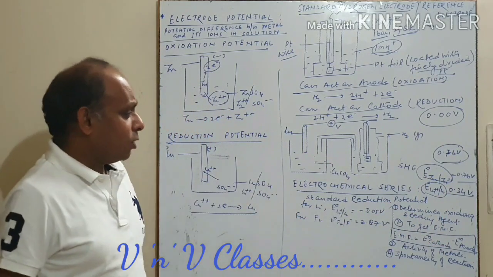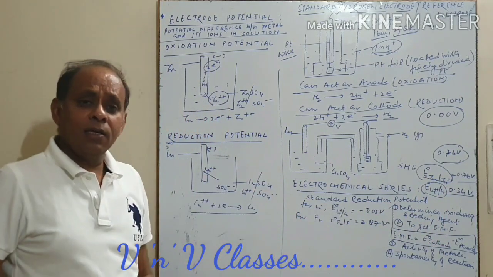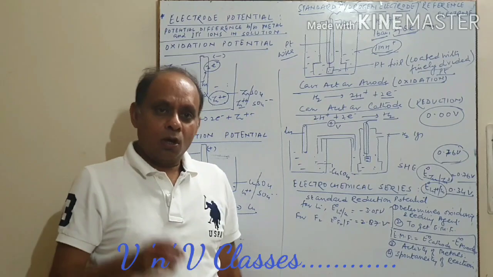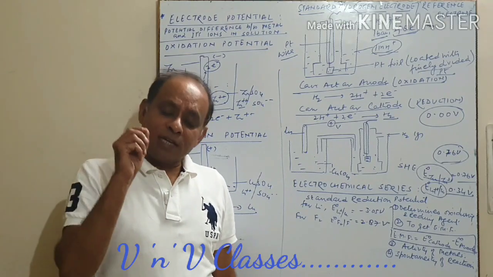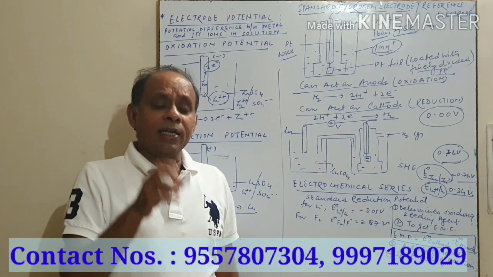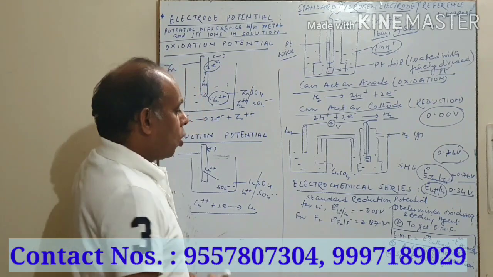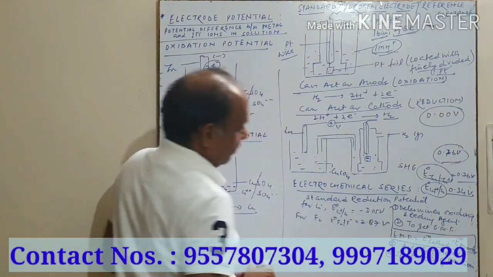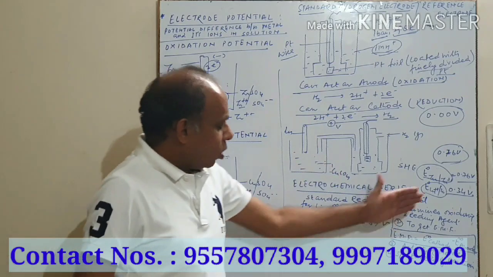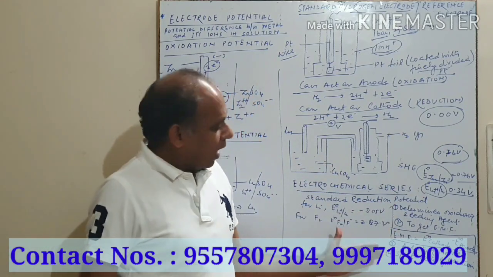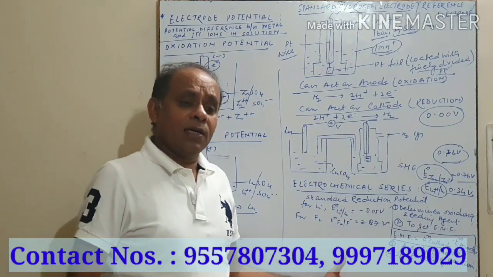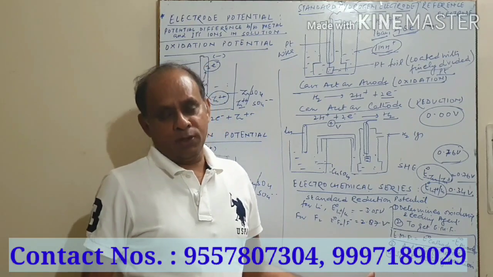Now when we got these electrode potentials, what have we done? We have arranged all these metals. After getting the electrode potentials, we arrange them in a series which is called the electrochemical series. There are certain uses of this electrochemical series. I mentioned it here, but remember, I will discuss it in further videos.